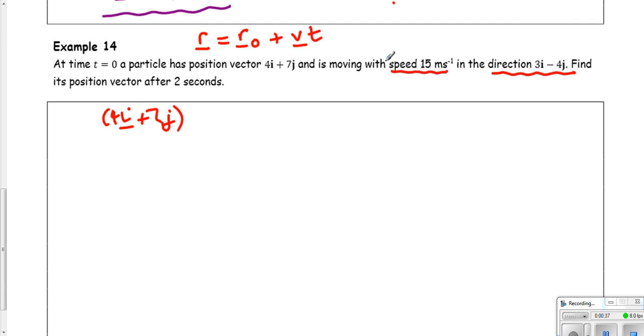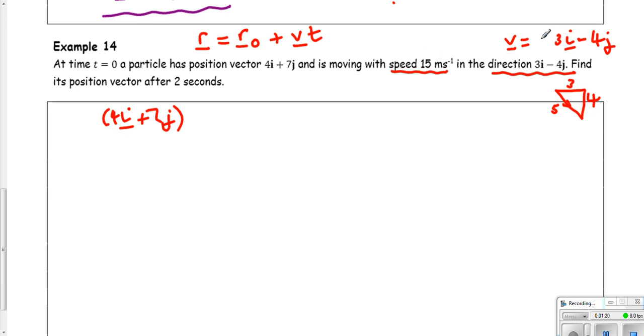Now, if we just pause at that point and have a think about what's going on there, if we have a direction 3i minus 4j, then using Pythagoras' theorem, the length of this vector here would be 5. 9 add 16 is 25, square root it, you get 5. So if we use this as our velocity vector, 3i minus 4j, that means it's going with a speed of 5. But the question says it's going with a speed of 15, so that can't be right. So it's going in the direction 3i minus 4j, but 3 times as much.